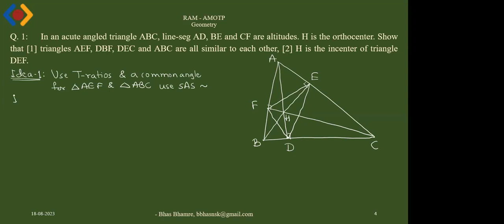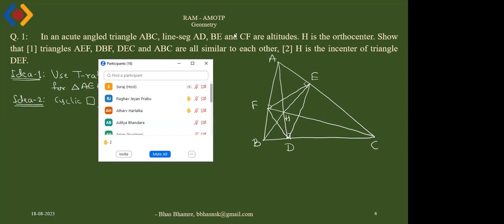The second idea, by Raghav, is that we can merely use the cyclic quadrilateral and angle chasing, so that by the angle similarity criteria we are ready to prove those triangles are similar.